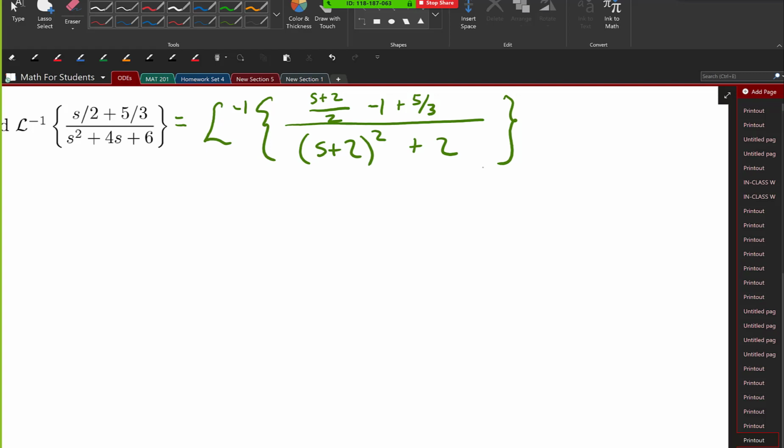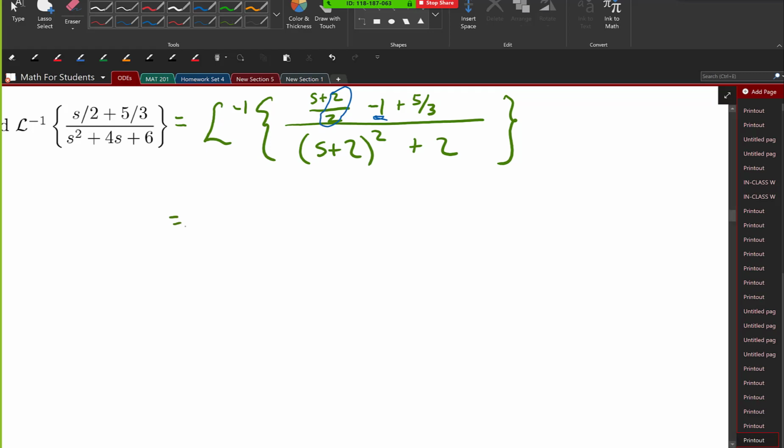Do you have any questions about what I just did there? So I put the plus 2 right next to the s. The way we look at what we just did is we upset the balance by a 2 over 2, which is a positive 1. And so we compensate right here by subtracting 1. Okay?